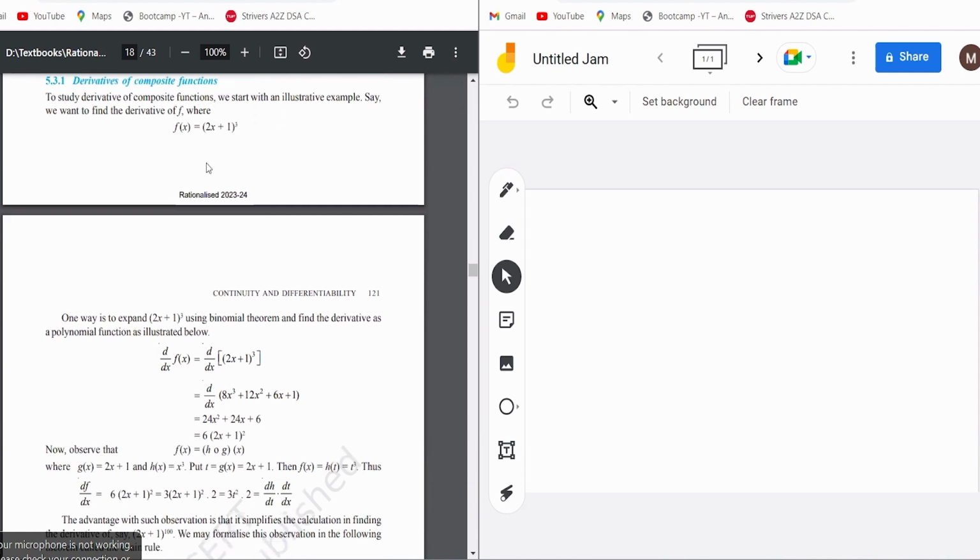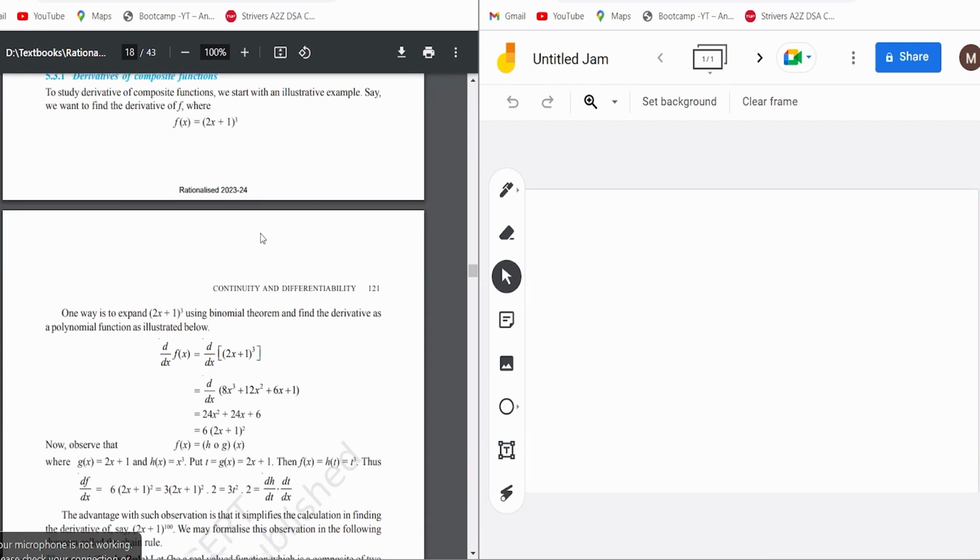Okay, let's move to the derivative of composite functions. So how do we calculate the derivative of composite functions? We start from the outer part. Firstly, we differentiate the outer part, then we come inside. Here it is given (2x plus 1) cube. So how will we be differentiating this question?